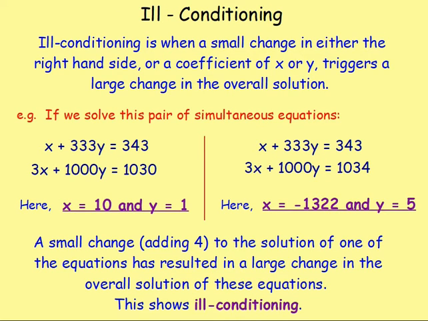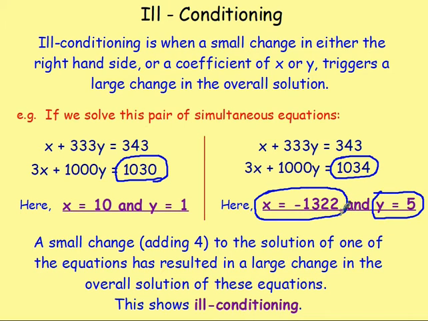Ill-conditioning, what is this? Well, that's when there's a small change in either the right-hand side or a coefficient of x or y, and that triggers a large change in the overall solution. So here you can see you've got x add 333y, and that's 343. 3x add 1000y equals 1030. So x is 10 and y is 1. If though you add 4 onto this value, so we've done that. Well, how does that change your solution? Well, it means then that the value of x now goes to negative 1322 and the value of y is 5. So you can see that just a small change to one of these values, we've just added 4 here, and that has resulted in a massive change in the overall solution. And that is what is meant by ill conditioning.